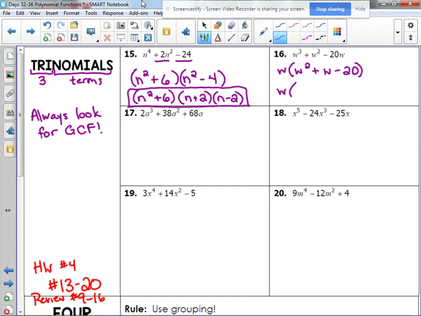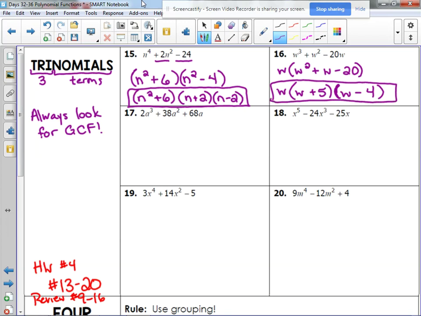Now, I could use the calculator, but this one's not that hard. W times W is W squared. Positive 5 times negative 4 is negative 20, and positive 5 minus 4 is positive 1. When your powers are all 1, you're done. You don't have to look for anything factoring further.